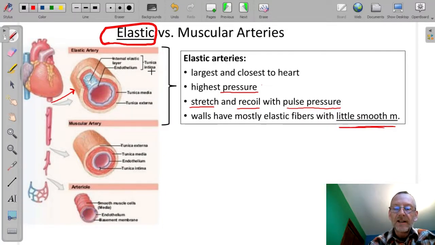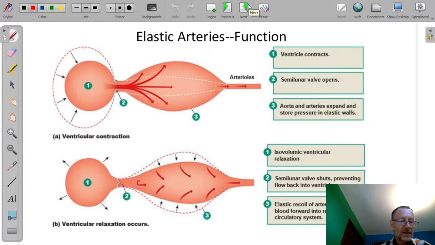Again, it's very hard to see this writing, but the elastic fibers are within the walls of the artery. There's very little smooth muscle. The next slide shows how they work. So this slide, again, we're looking at elastic arteries and how they function.